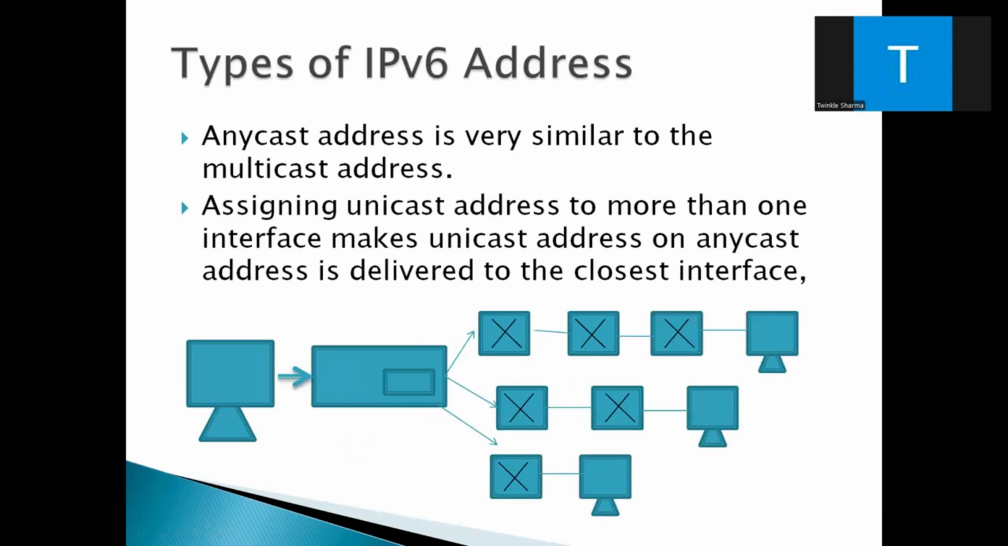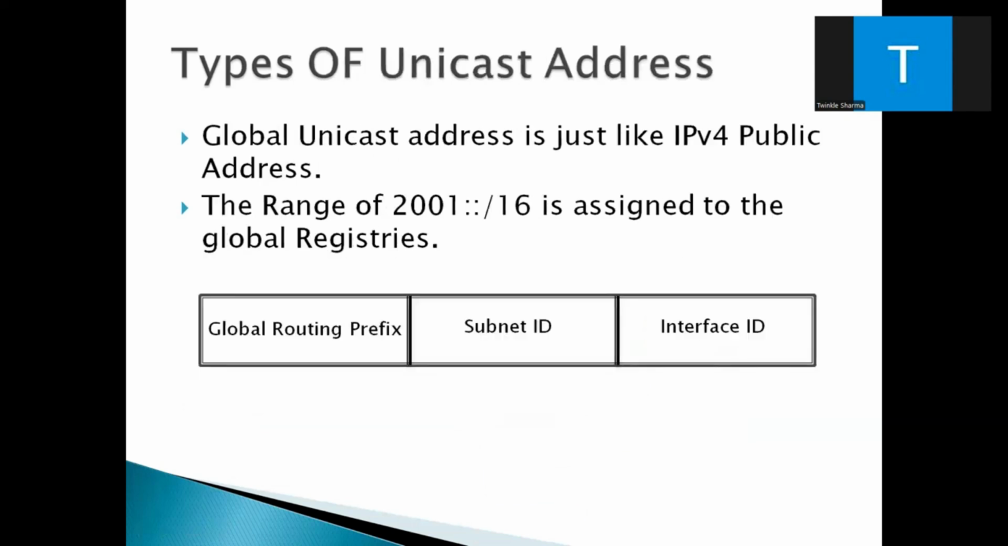Then we have another type of IPv6 address, the anycast address. An anycast address is very similar to the multicast address. The data is sent to all, but received by the closest interface or system. Assigning a unicast address to more than one interface makes it an anycast address, delivered to the closest interface.